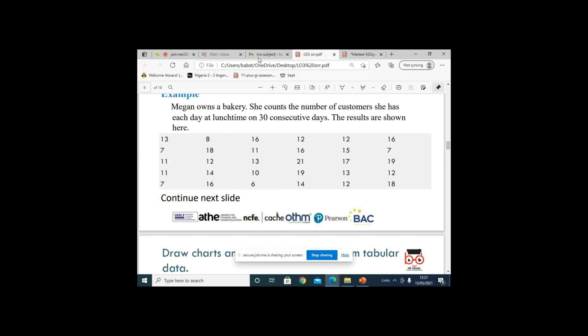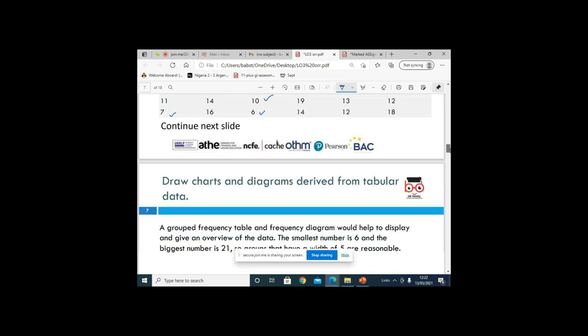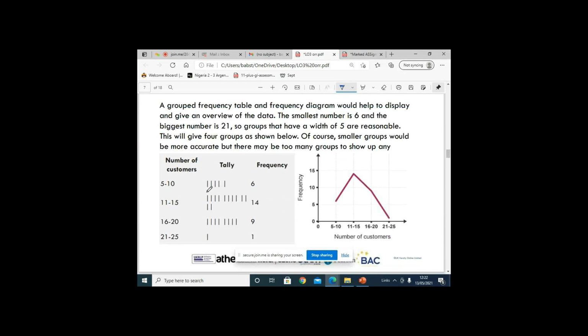The number of customers between 5 and 10, you count it. Let's count the number of customers between 5 and 10. Can you see 1, 2, 3, 4, 5, 6? There are 6 customers. When you count 5, you use a line to cross it. That's the 5th line. 1, 2, 3, 4, 5, 6.